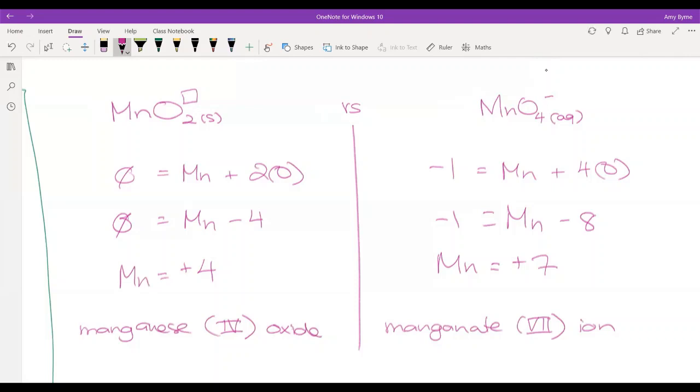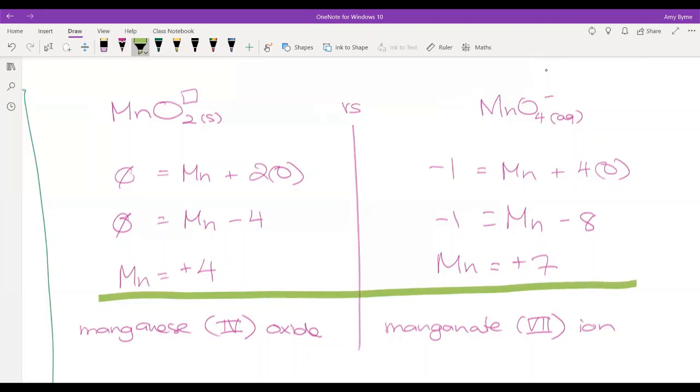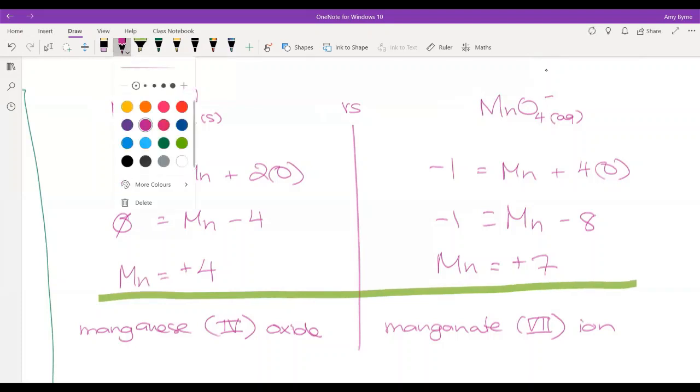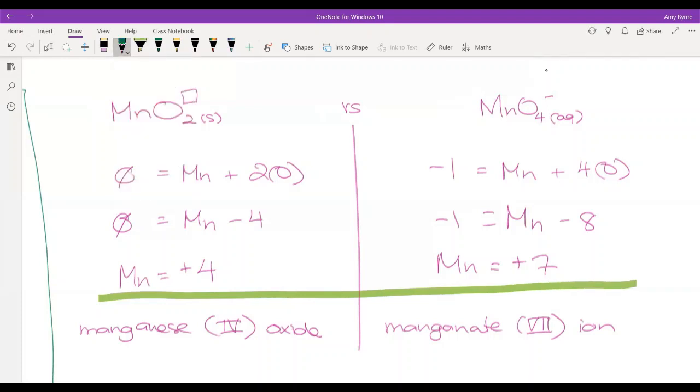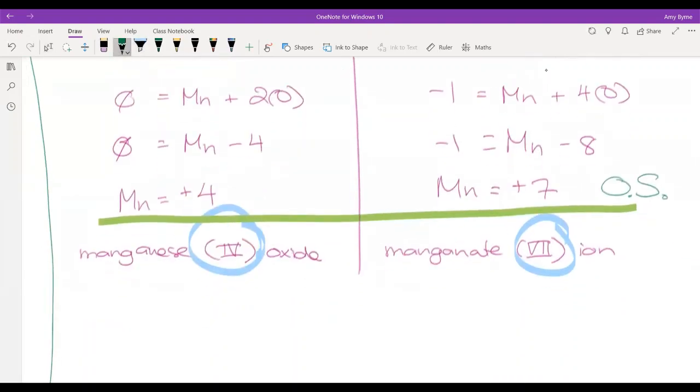Cool. So these guys, and it's a little bit confusing, but these guys that are numbers, these are the oxidation states. These guys here that are the numerals, those are the numbers. Okay.